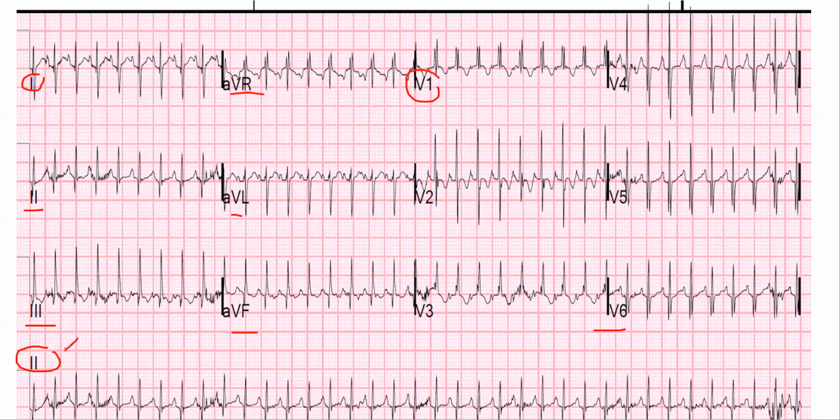Among them, the long lead is usually lead 2, which we normally look into first when a patient comes to us with palpitation or arrhythmia. If a patient comes to us with chest pain, we would look into V1 to V6 first.